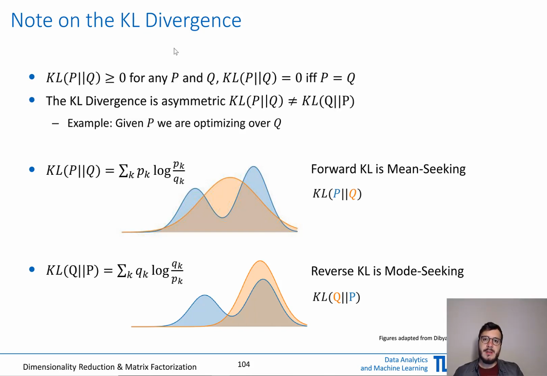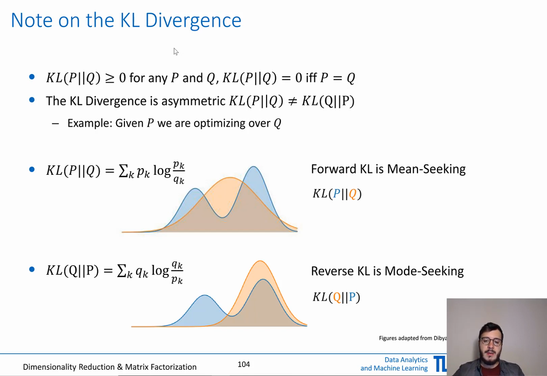The KL divergence is a natural way to compare distributions, and it is always a non-negative number, meaning it's always bigger or equal than 0 for any two distributions P and Q. And the KL divergence is 0 if and only if P equals Q. In general, the lower this number, the more similar the two distributions are to each other. Another thing to note about the KL divergence is that it is asymmetric.